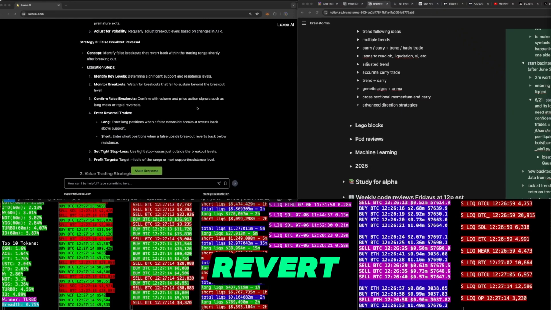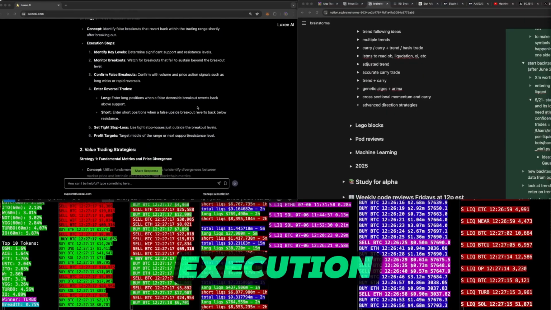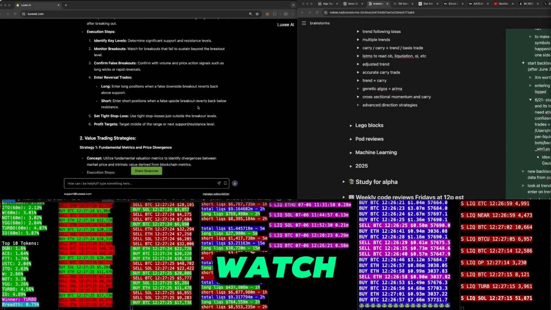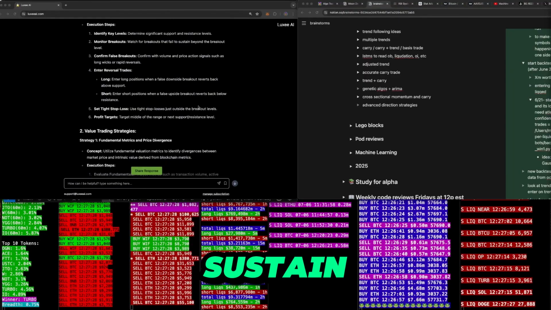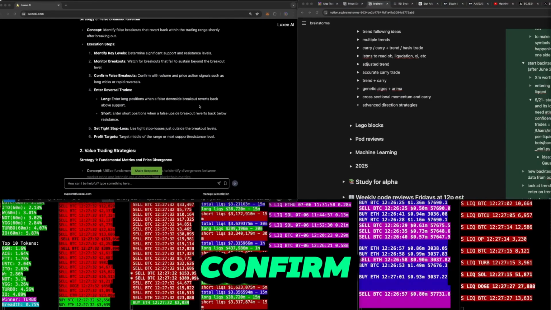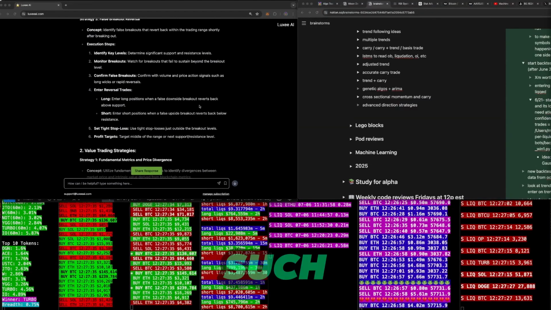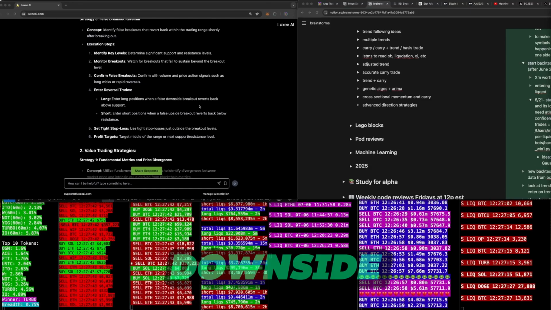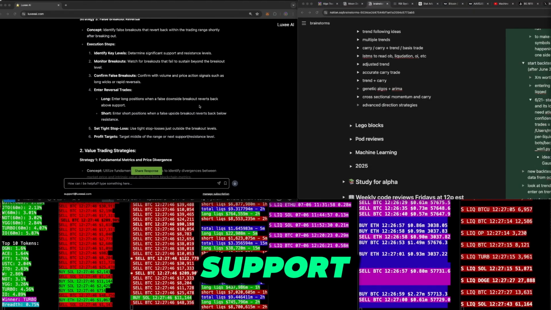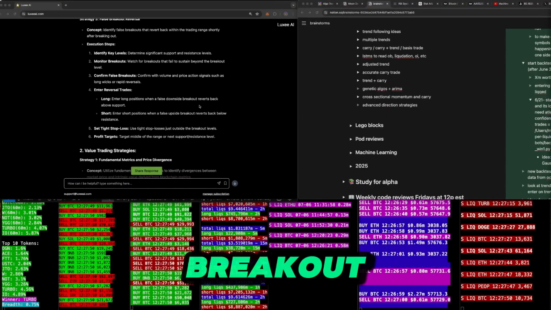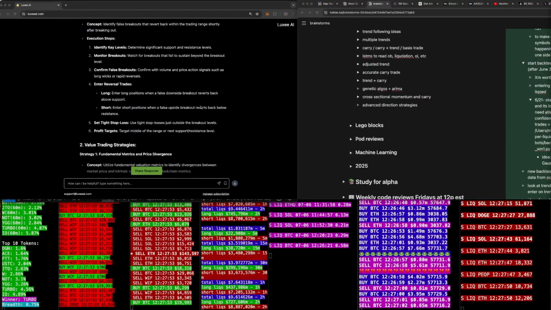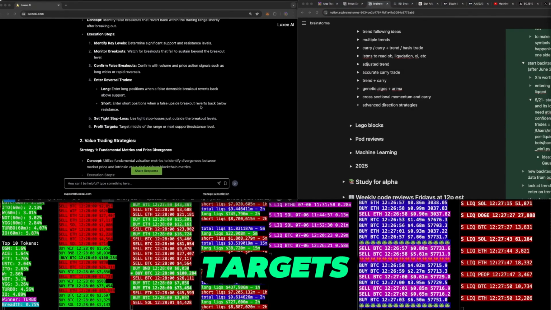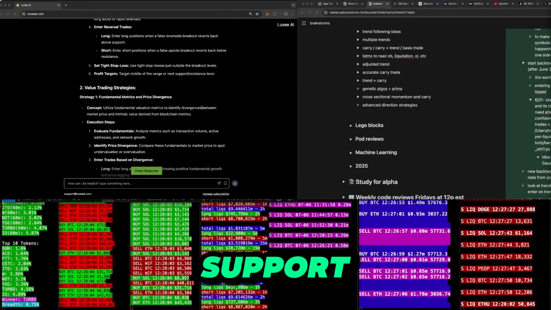Identify false breakouts that revert back within the trading range shortly after breaking out. Execution steps: identify key levels, determine significant support and resistance levels. Monitor breakouts. Watch for breakouts that fail to sustain beyond the breakout level. Confirm false breakouts. Confirm with volume and price action signals such as long wicks or rapid reversals. Enter reversal trades. Enter long positions when a false downside breakout reverts back above the support. Short: enter short positions when a false upside breakout reverts back below resistance. Set tight stop loss. Use tight stop losses just outside the breakout levels. Profit targets. Target the middle of the range or the next support or resistance levels.